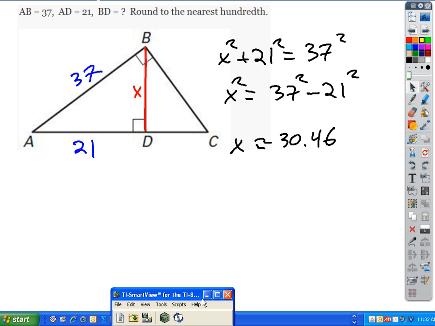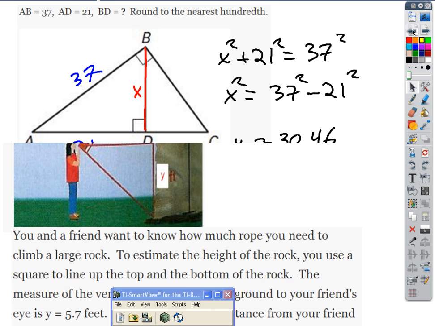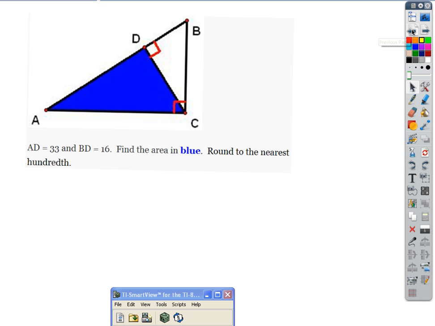Okay, what about this one? I'm not going to do the whole problem, but this one looks hard, but it's not at all. It's really simple. If we're trying to find the blue area, how do I find the area of a triangle? Half base times height. Good. Now, when we have a right triangle, we want to make sure that we're picking our base and our height carefully. Do we want to use AC as the base? No, we don't. AC is not a good base, because if I use AC as the base, then that makes the height, that distance right there, which I don't know.